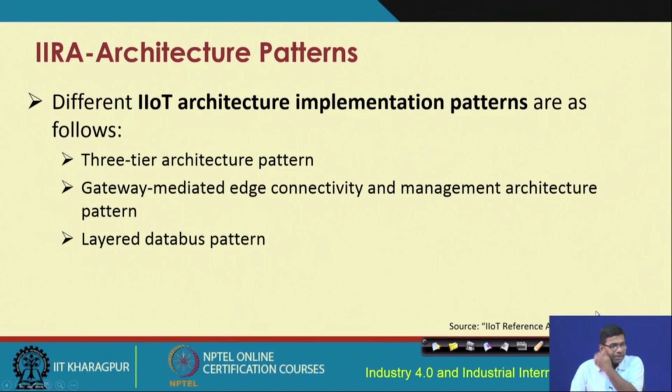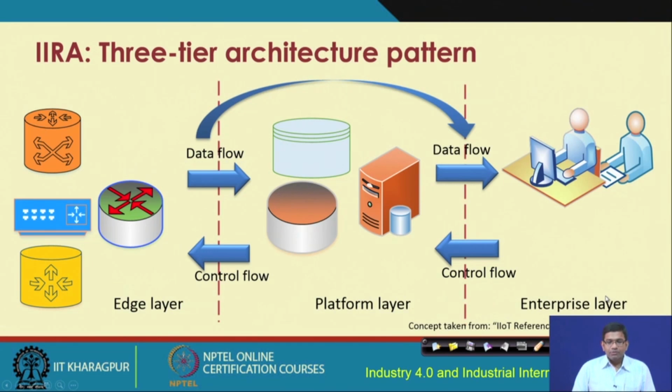Different IIoT architecture implementation patterns have been proposed. We will go through 3 different patterns. Number 1 is the 3-tier architecture pattern. Number 2 is the gateway-mediated edge connectivity and management architecture pattern, and third is the layered databus pattern. So, let us go through each of these. To start with, we will first go through the 3-tier architecture pattern.